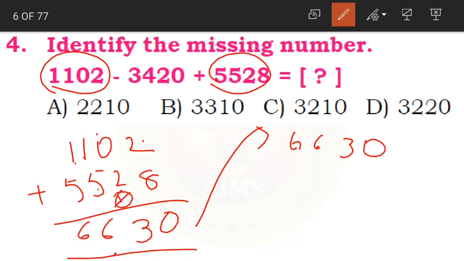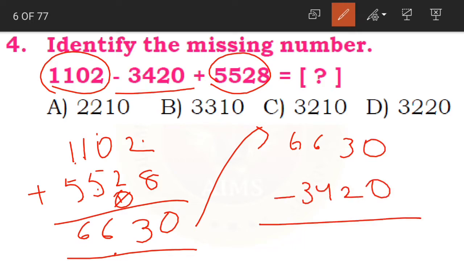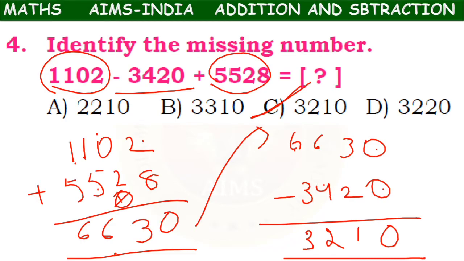6630. Now from this sum we need to subtract 3420. 0 minus 0 is 0. 3 minus 2 is 1. 6 minus 4 is 2. 6 minus 3 is 3. What is our answer? Option C, 3210. Clear children?